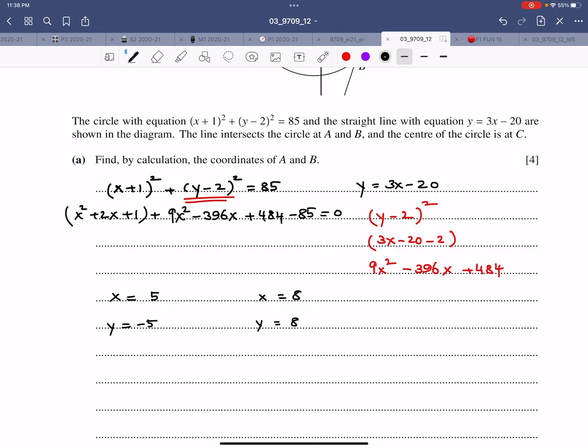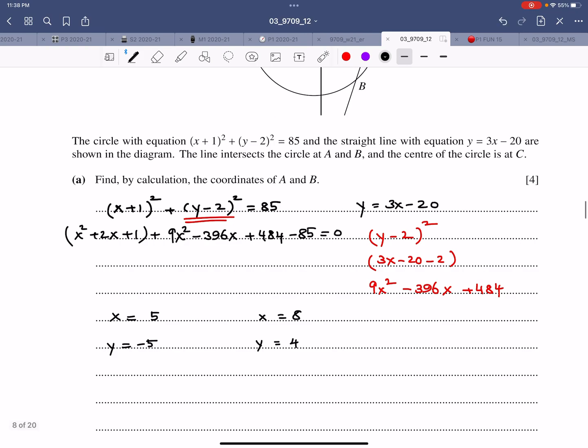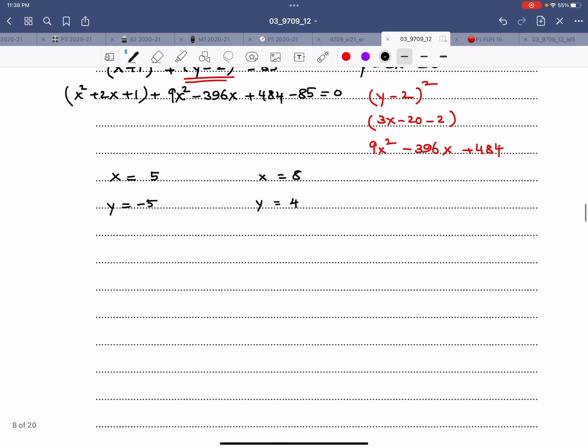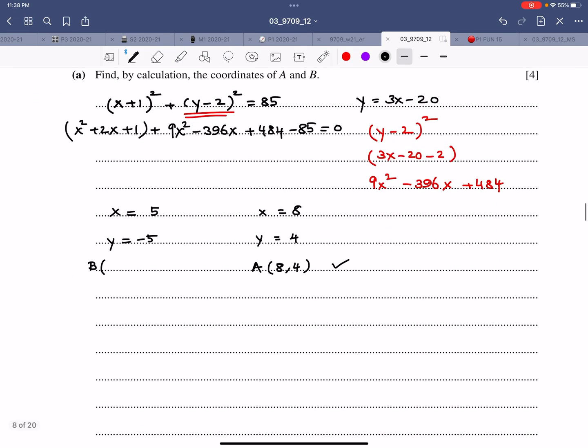Now which is which? I can see that A is in the first quadrant, so therefore A is 8 comma 4. You have to write it as a coordinate. And B is in the fourth quadrant, that is 5 comma minus 5. So these are the two answers that you get for 4 marks. Now what else does it say?